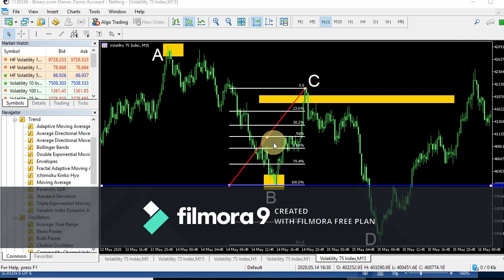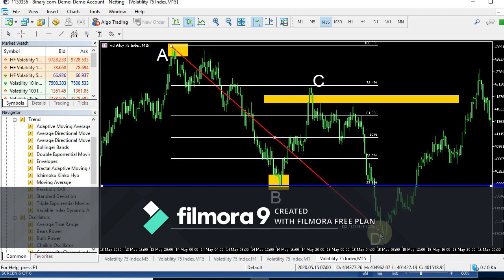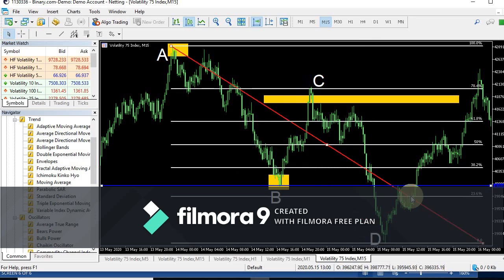To draw Fibonacci retracement from point A to D, we start the grid at the tip of point A and we extend the other grid to the lowest tip of point D. Now we look at how price reacted to the Fibonacci levels.